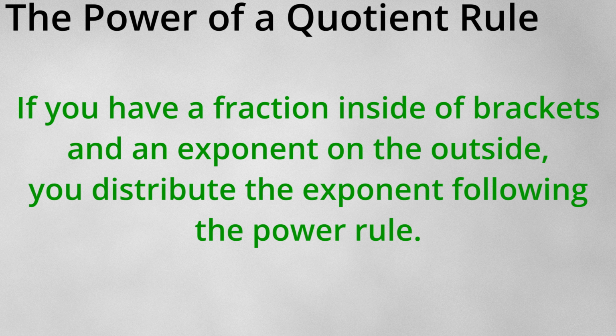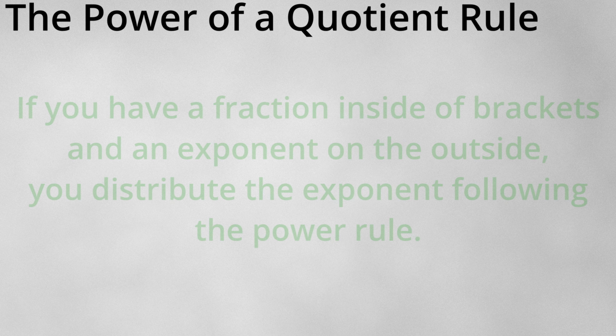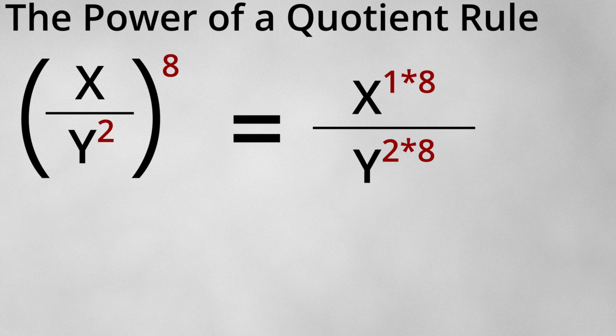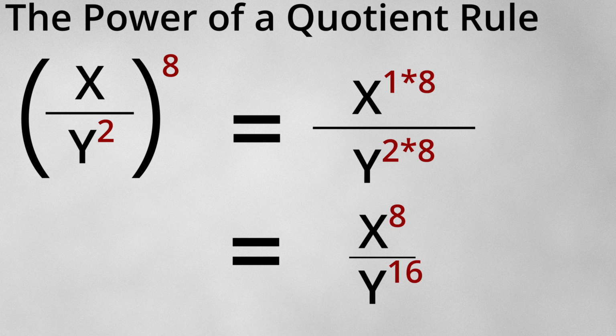The next rule is the power of a quotient rule. Once again, if you have a fraction inside of brackets and an exponent on the outside, you can just distribute the exponent to all terms. For example, here you have x divided by y squared with an exponent of 8 outside the brackets. This becomes x to the power of 8 over y to the power of 16.